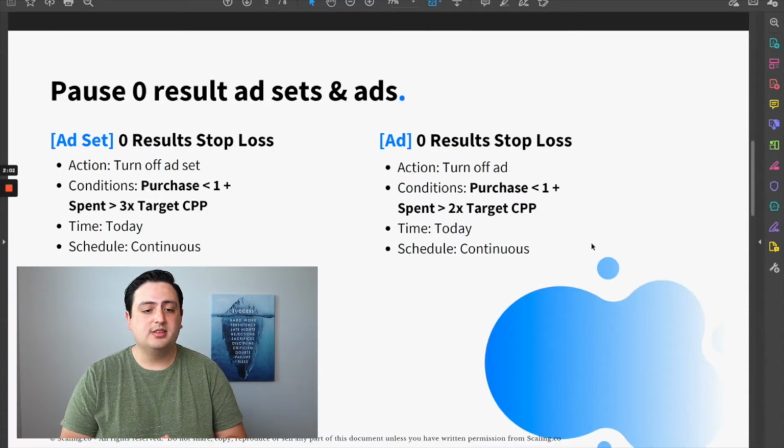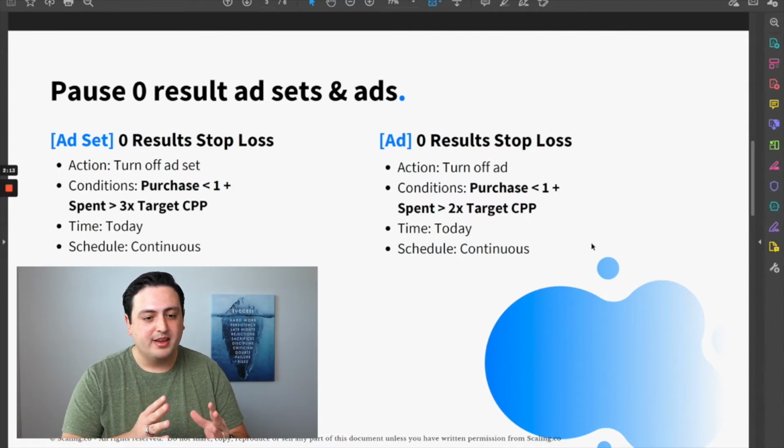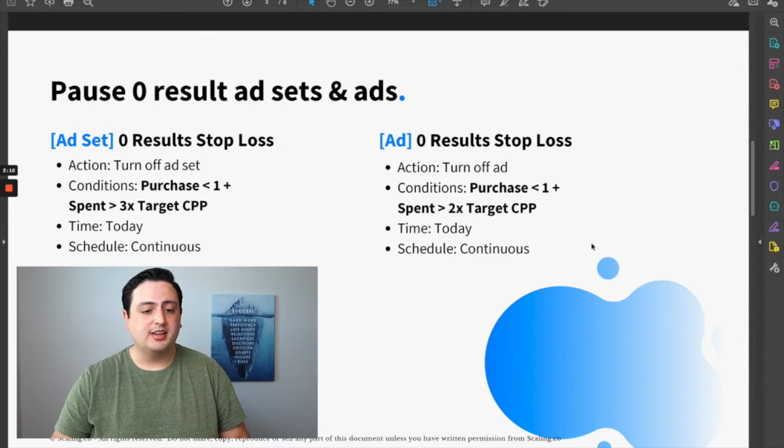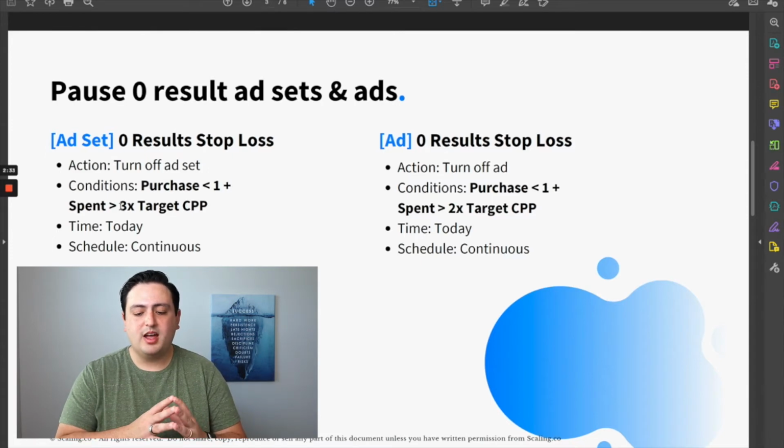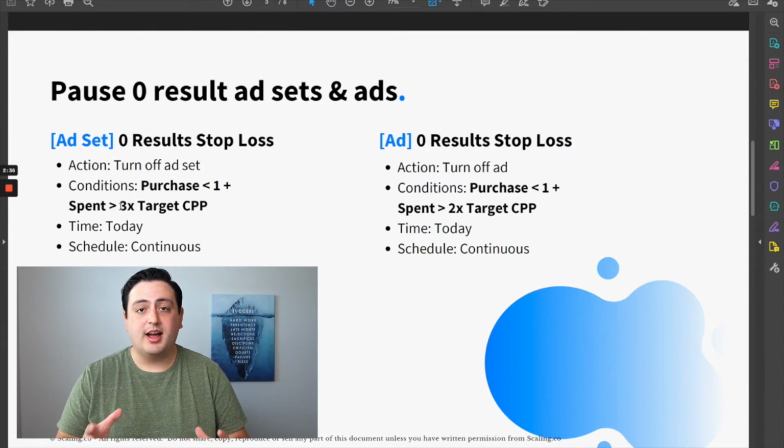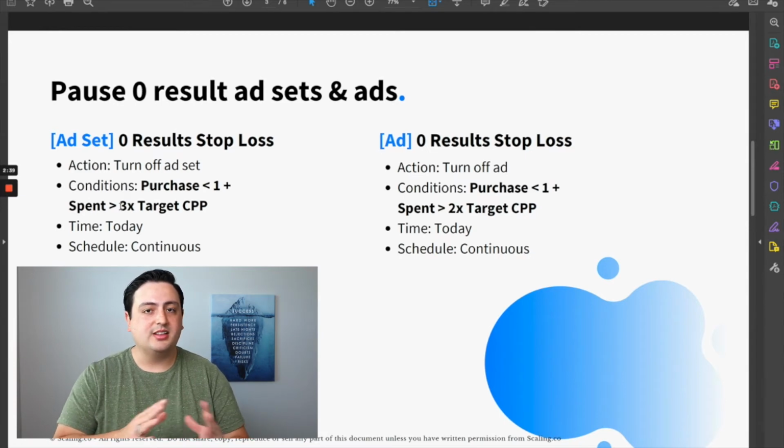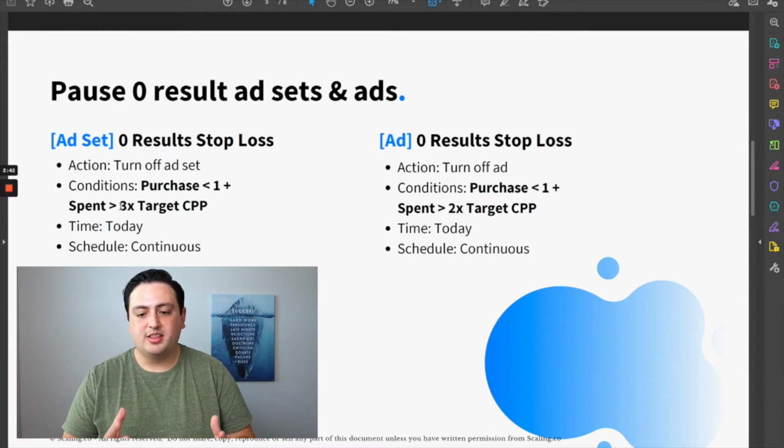The second rule is pause 0 result ad sets and ads. So if you're not getting any results at all, use this rule so you stop wasting your money, basically. So here the action is turn off the ad set, and then conditions you want to do if the purchase is less than 1, which means you don't have any purchases at all, and your spend is 3 times your target cost per purchase. So that gives it enough room to spend some budget and to really see, after 3 times your cost per purchase in ad spend, if this has 0 purchases, then let's just turn it off because it's not getting anything for us, it's not doing anything for us.